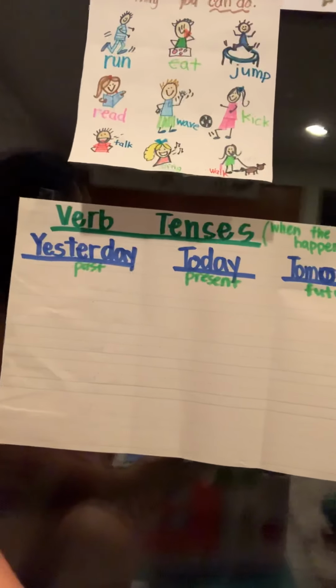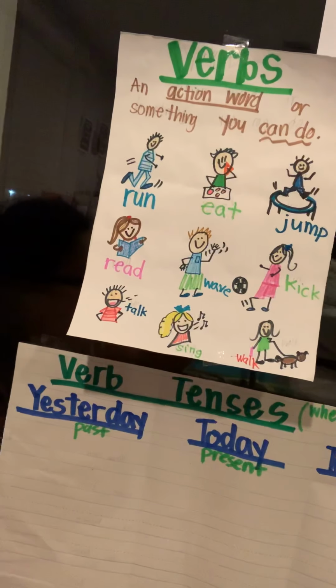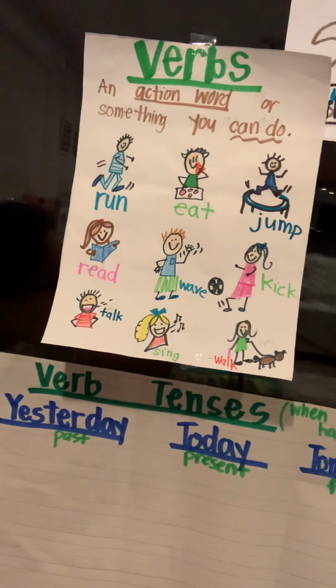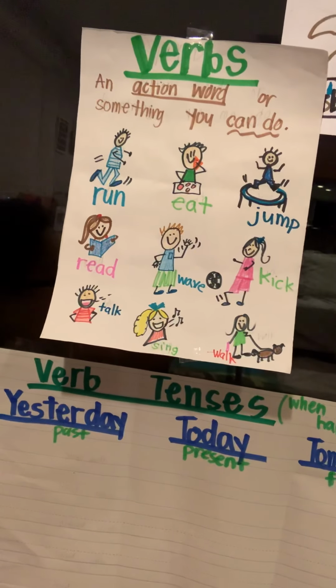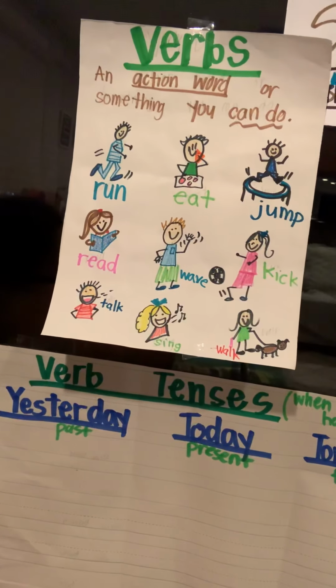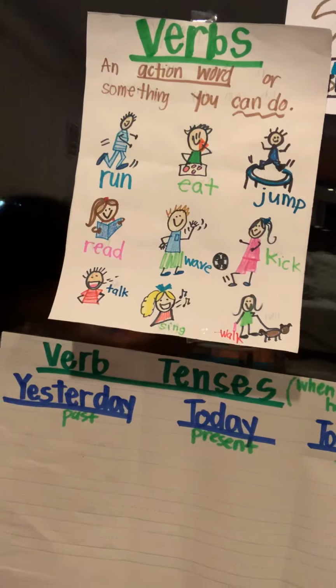So in our last lesson, we learned about verbs, what a verb was. So what's a verb? A verb tells you what a person, a place, or a thing is doing. A noun is doing. Yeah, it's the action word, right?